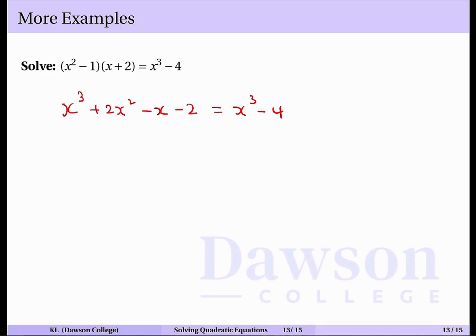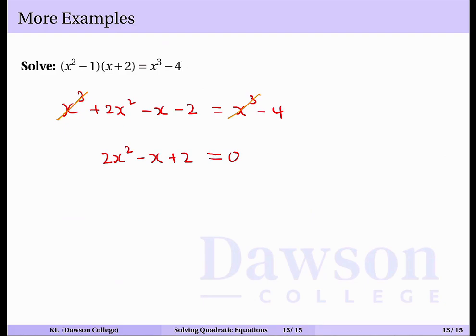So notice here, this x cubed will cancel this x cubed. And then if we bring this to the other side, we will have 2x squared minus x, and this one to the other side becomes plus 4, so 4 minus 2, that's plus 2, equals 0.